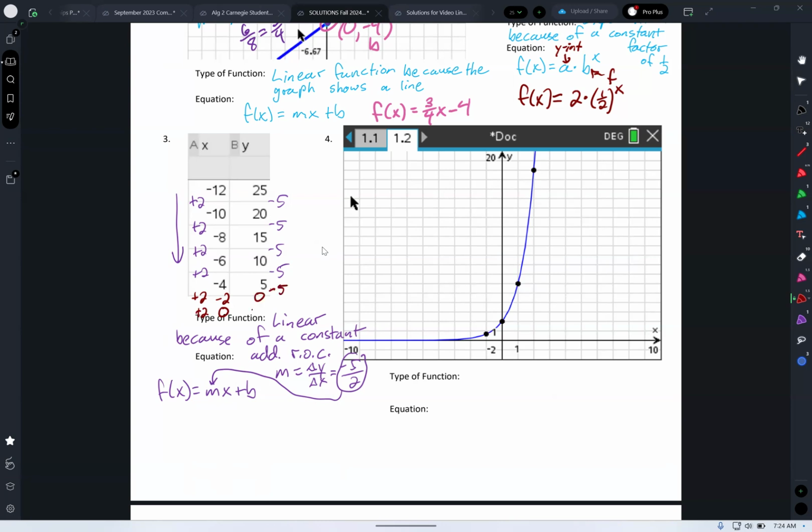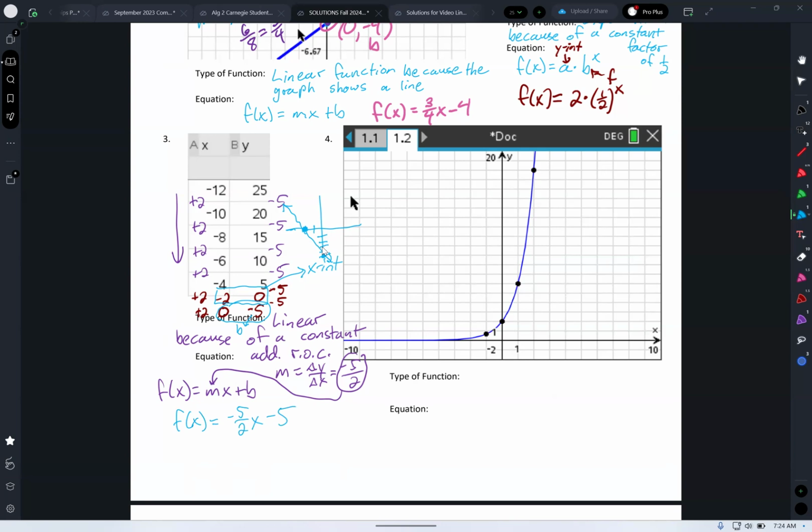Do note this value of -2, 0 is not a y-intercept. That is an x-intercept. If you were to graph this, -2, 0 is right there. Not a y-intercept, that's an x-intercept. The y-intercept would be here at 0, -5. And once again, linear if you graph some more points. So there's my y-intercept. So my equation is -5/2 x minus 5.